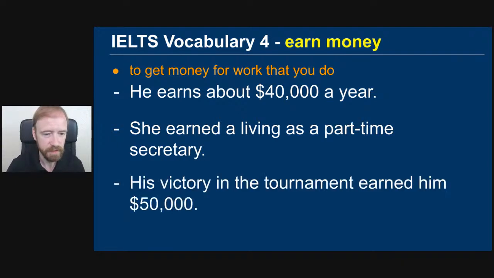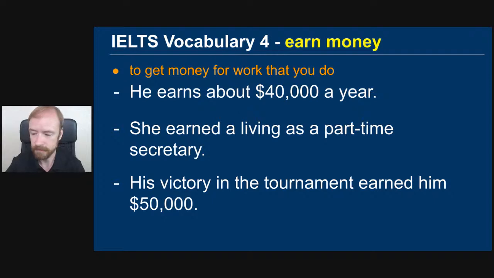And the last, his victory in the tournament earned him $50,000. So his victory, he won in some sort of championship game. He earned $50,000. Why? Because he probably trained for that, practiced for that. He spent a lot of effort, and he went into the tournament and he won whatever he was doing. So he earned that $50,000. He was not lucky.